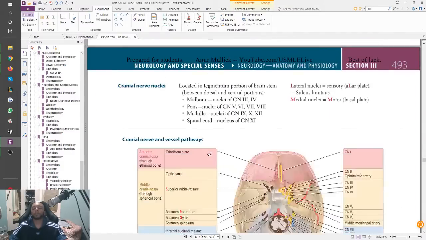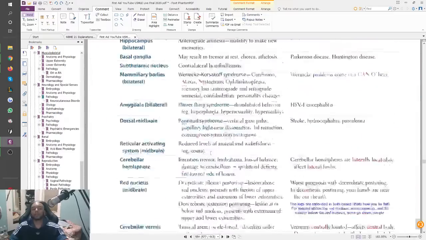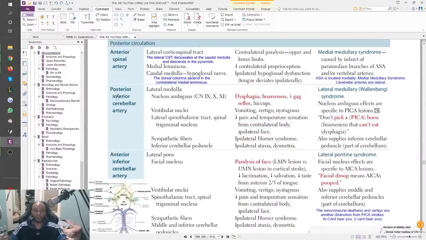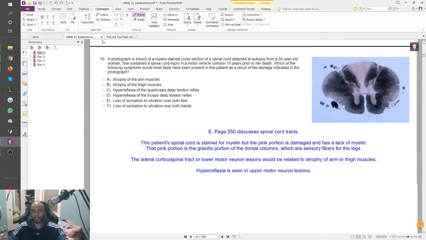with your, what were they called, with the tongue deviating in, oh, right here, ASA, PICA and ICA, right? These things are also pretty complicated. But you want to make sure you get this stuff down with whatever mnemonics you can, right? Don't pick a horse that can't eat, because hoarseness and dysphagia is a giveaway for PICA, and ICA is pooped, right? Facial droop, pooped.